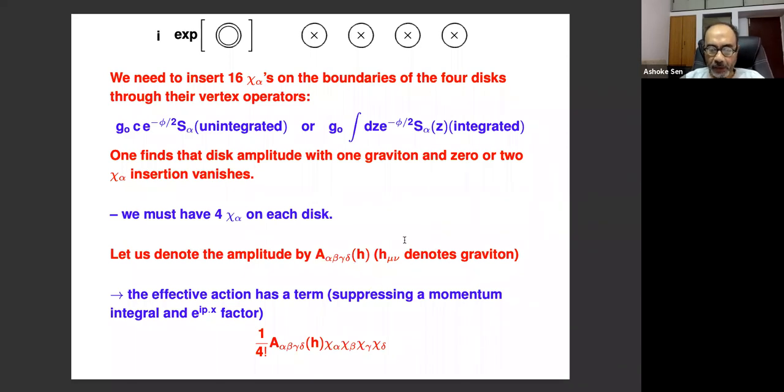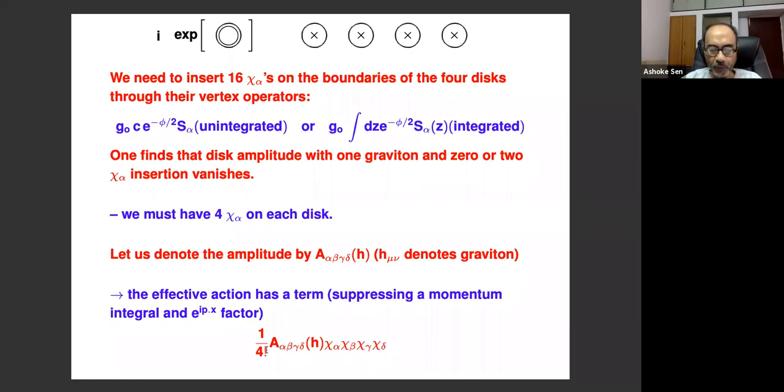Okay, so now suppose we denote the amplitude by A_{alpha beta gamma delta}(H). H is linear in H, right? And alpha beta gamma delta are the indices carried by the four chi's on each disk. I'm just talking about each disk now. Then that means that the effective action of open and closed strings will carry an interaction term like this.